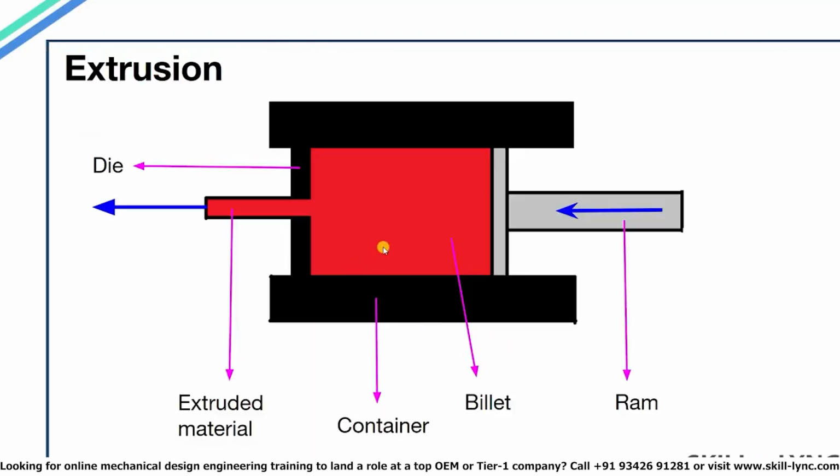Extrusion. In the extrusion process, the material is placed inside a container. A ram forces this material through the die to acquire the desired shape. Pipes and window panes are usually made using the extrusion process.